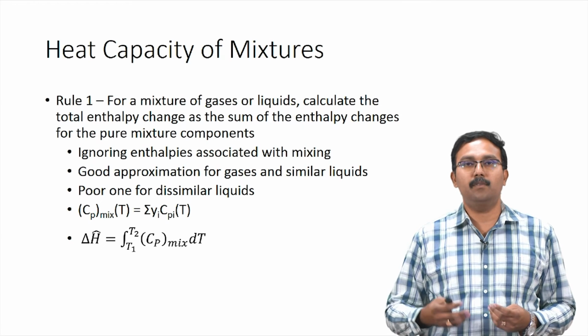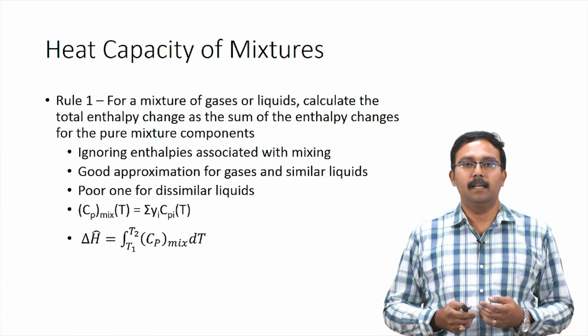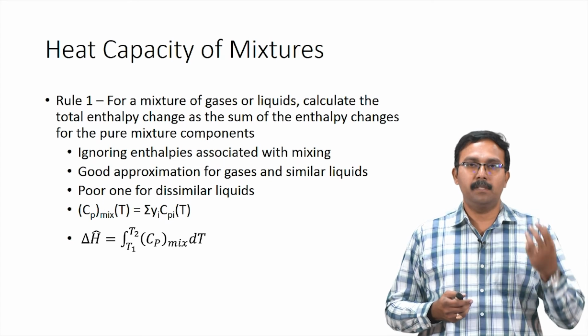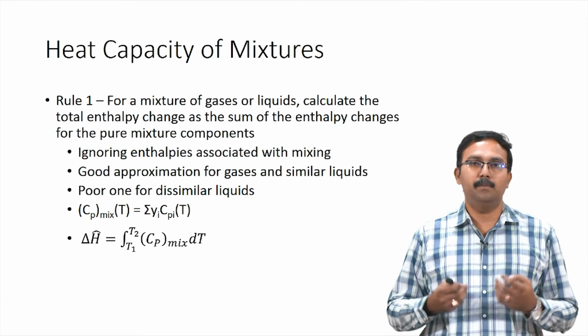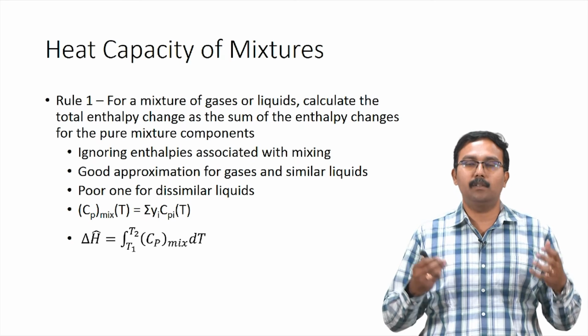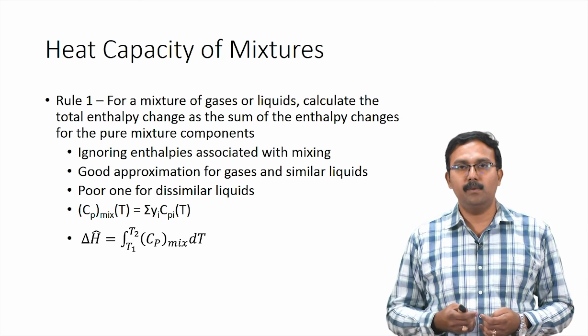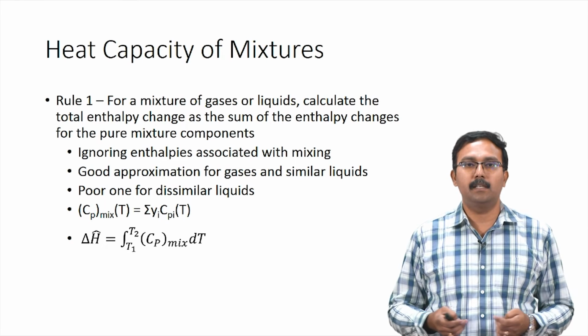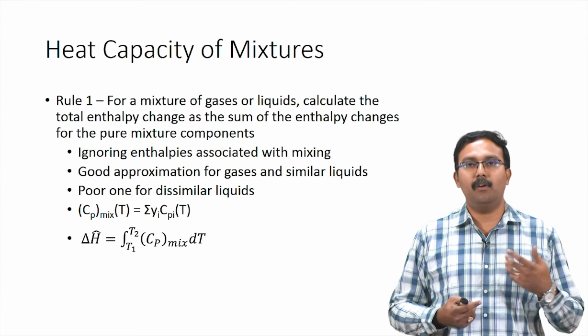In that case, we would have to account for the heat of mixing or the enthalpy of mixing. So, that is when it becomes a poor approximation to use. When you do this kind of approximation, where you are calculating the total change in enthalpy as the summation of the enthalpies associated with individual components in the mixture, you are basically implicitly calculating a Cp of the mixture.